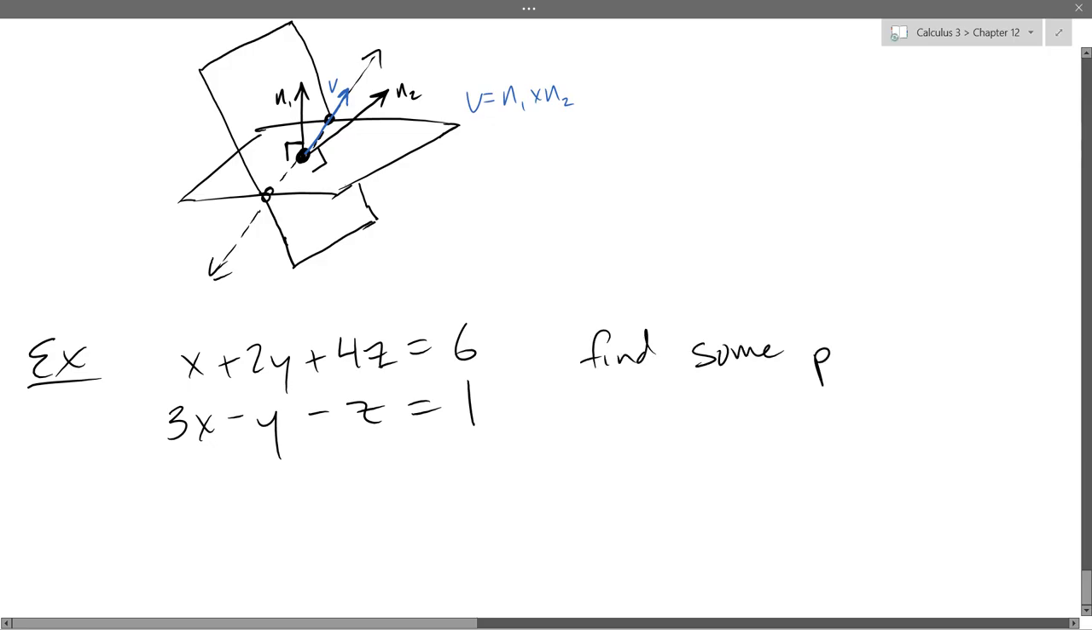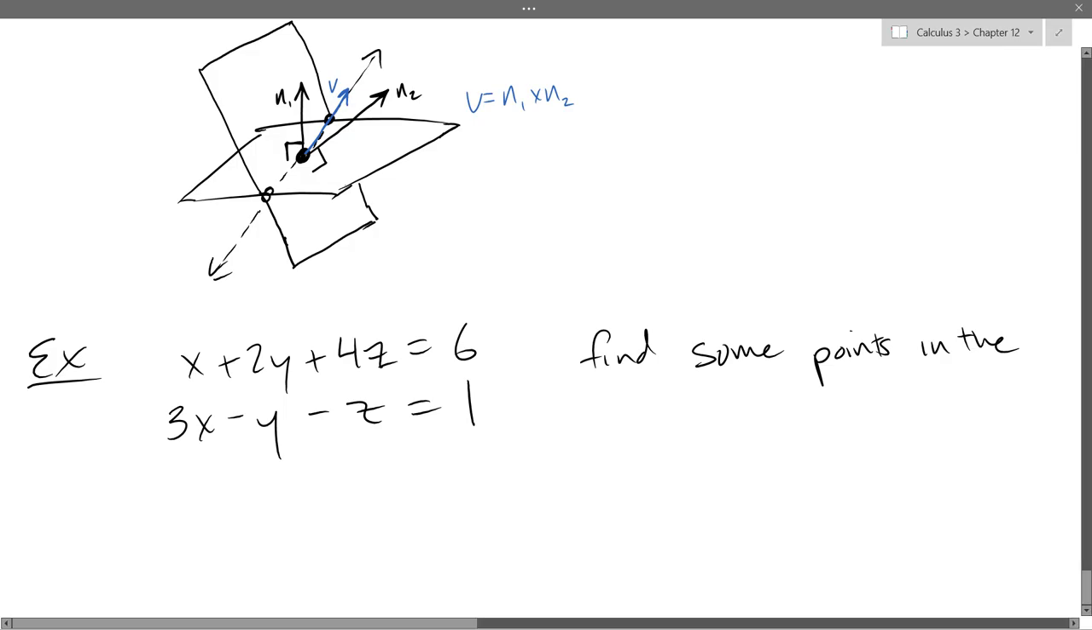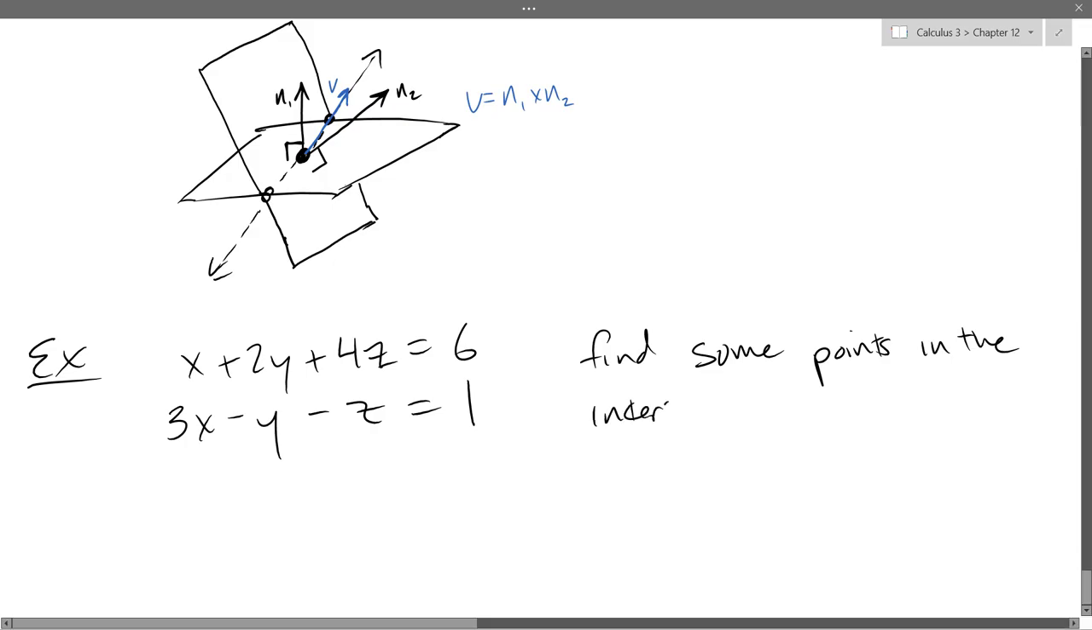How do you know they're not parallel? Well, what do you mean by they? We can't use pronouns. The normals. The two normals, which are 1, 2, 4, and 3, negative 1, negative 1. So the two normals are not parallel. They're very not parallel. It doesn't take much to see they're not parallel. All right, find some. Of course, there's infinite points, so we'll just find some points in the intersection.